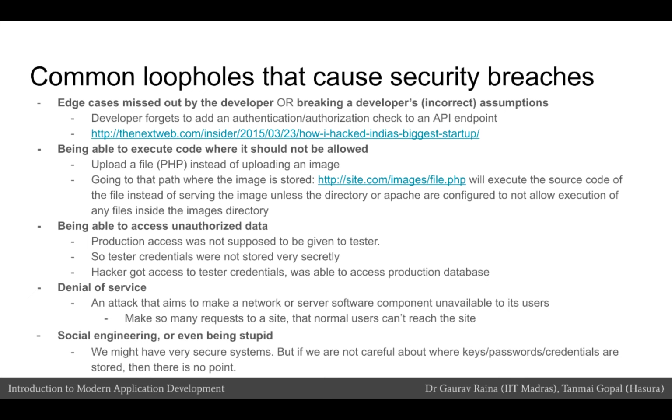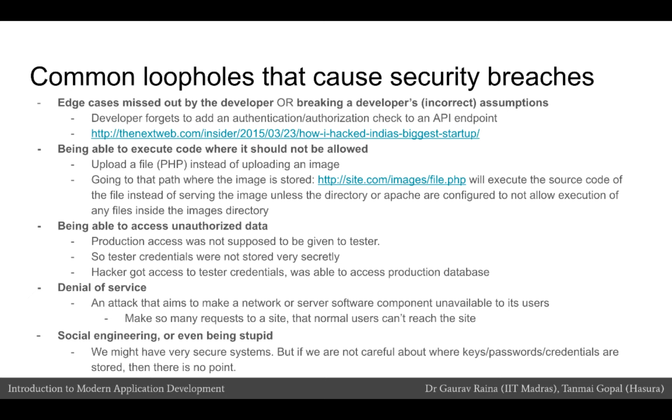So another common loophole is when people who are not authorized enough are able to access data. A common example of this is when we have an application and we have a testing environment and a production environment. A testing environment is when we have an application that is deployed on a test server, and a production environment is when it's finally deployed on the actual server. That is the app that our users use.